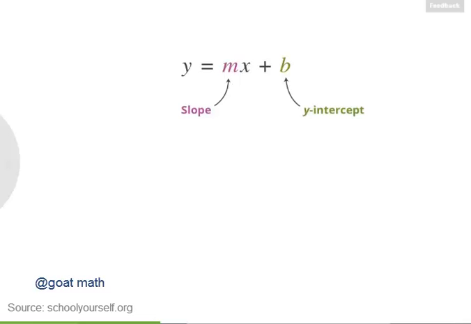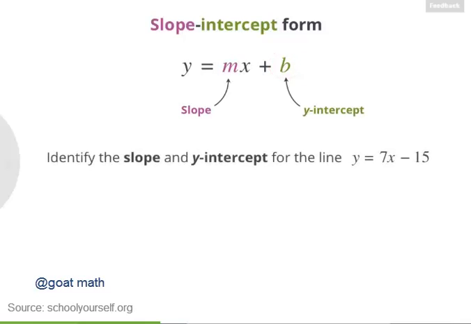Equations that are written this way, y equals a number times x plus or minus another number, are said to be in slope-intercept form, because by looking at the equation, you can quickly read off the slope and the y-intercept of the line. For example, for the line y equals 7x minus 15, what are the slope and y-intercept?